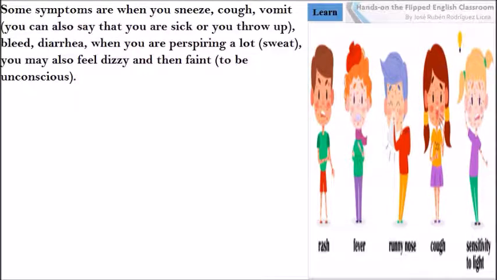Some symptoms are when you sneeze, cough, vomit. You can also say that you are sick or you throw up, bleed, diarrhea. When you are perspiring a lot, sweat. You may also feel dizzy and then faint, to be unconscious.